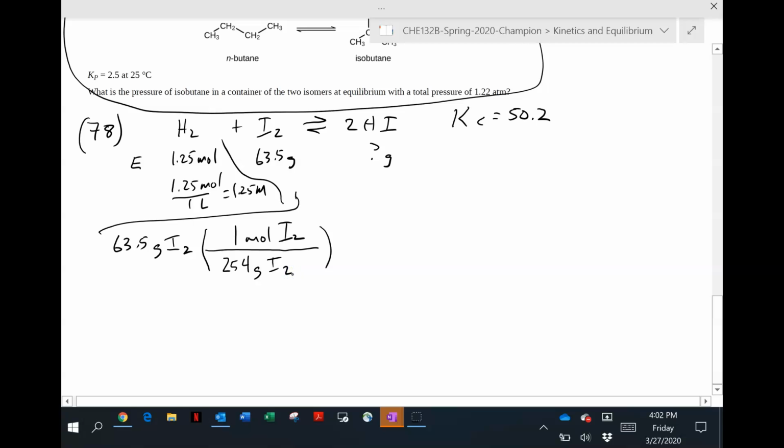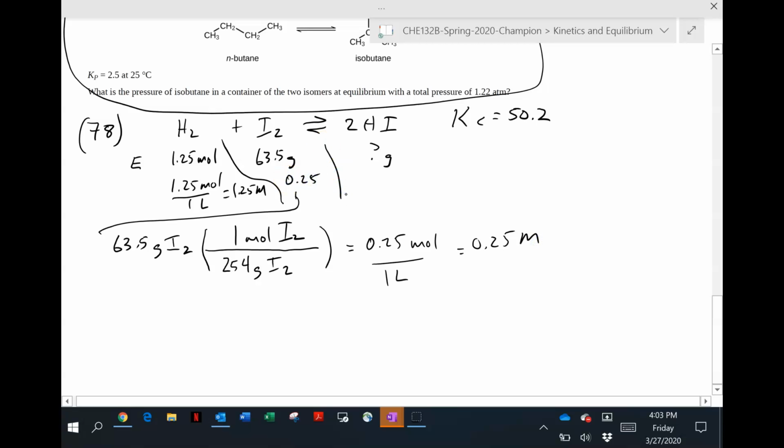And that'll give us moles of I2. And so if I do that calculation, it's looking like it's about a quarter, isn't it? 63.5 divided by 254. Yeah, exactly. A quarter mole, 0.250 moles. So again, if we look at that divided by 1 liter, that's 0.250 molar, so we'll say 0.25 here.